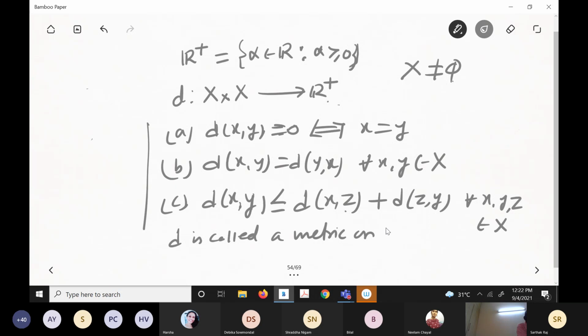D is called a metric on X. Okay. Look, in the definition 1, I have said everything, so that you can read that. That's not a problem. Now, this is called a metric on X. And then now look, this pair is called a metric space.